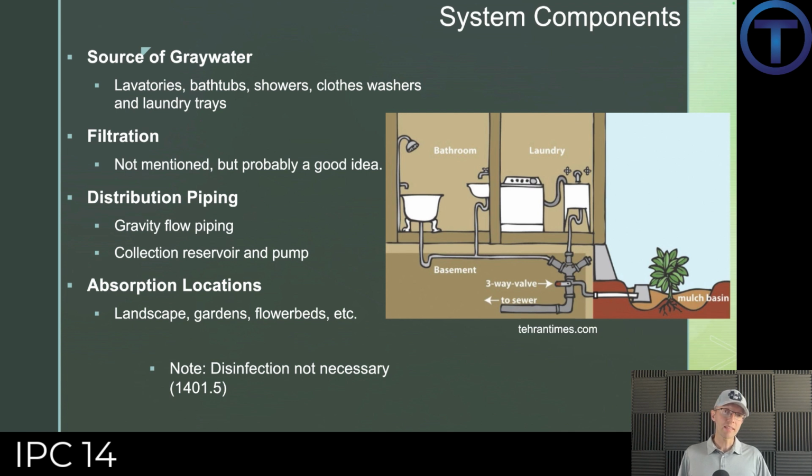Distribution piping, in this case, is going to be gravity flow. You can collect it in a reservoir, say put a sump somewhere, and then pump it out to the yard or particular places within the property. But generally, it's just a gravity flow system. You let that water go out. It's going to seep into landscape, gardens, flower beds, all that sort of stuff.